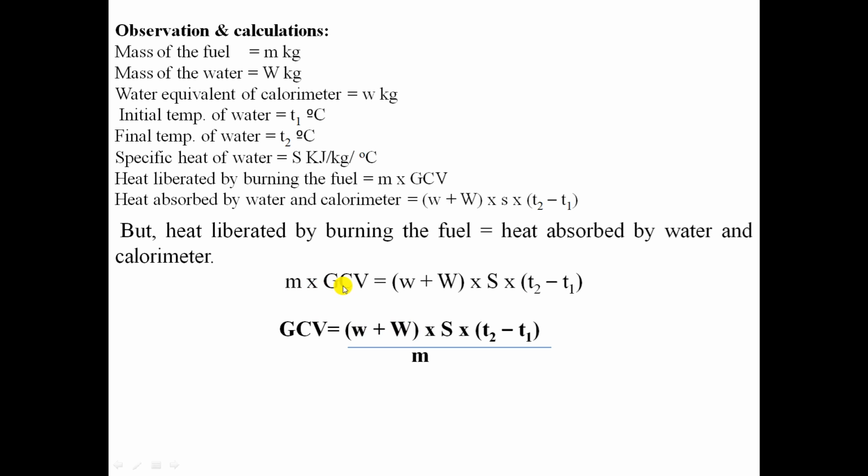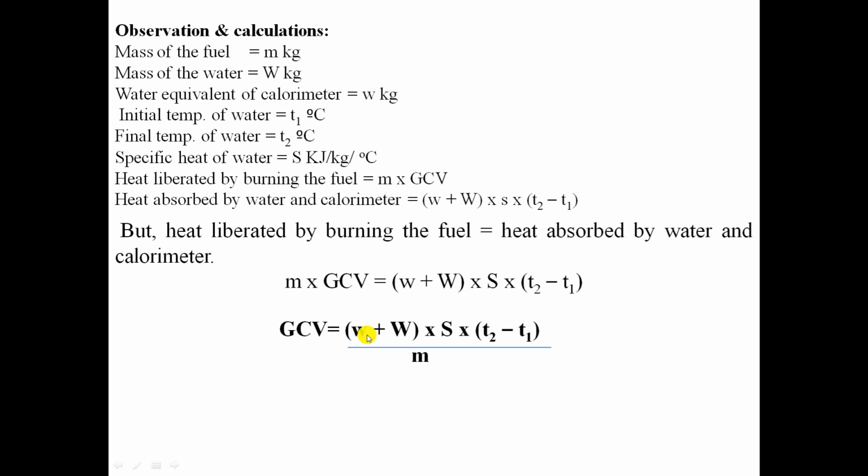Therefore, m into gross calorific value is equal to (w plus W) into S into (T2 minus T1). Here small w is the water equivalent weight of calorimeter, and capital W is weight of water taken in the calorimeter, and capital S is specific heat of water. T2 minus T1 is the difference between initial temperature of the water and final temperature of the water after burning of the fuel. Therefore, GCV is equal to (w plus W) into S into (T2 minus T1) divided by m.